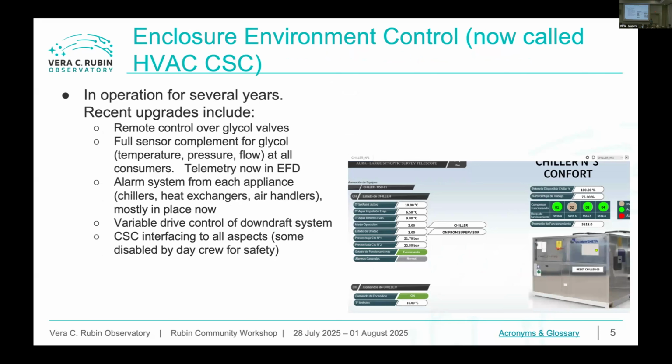The enclosure environment control system, like I said, is now called HVAC. We have set points, and we're able to monitor the airflow going through these air handlers. We have 4 on the 5th level that direct cold air up into the moving section of the dome, around the telescope. And we run that all day, every day, and select the target set point for the evening conditions.